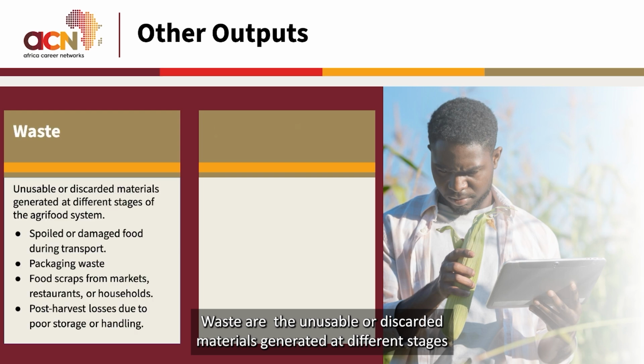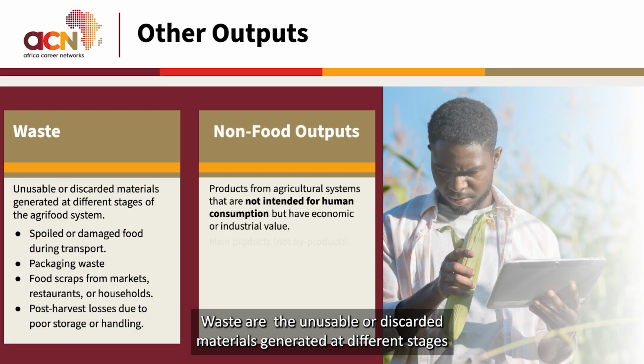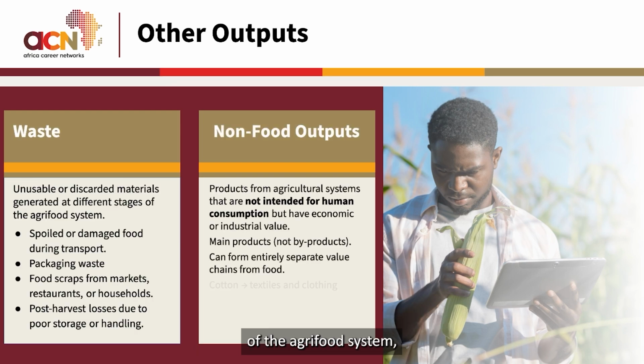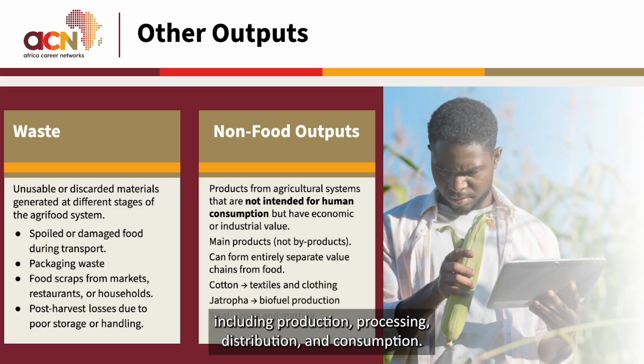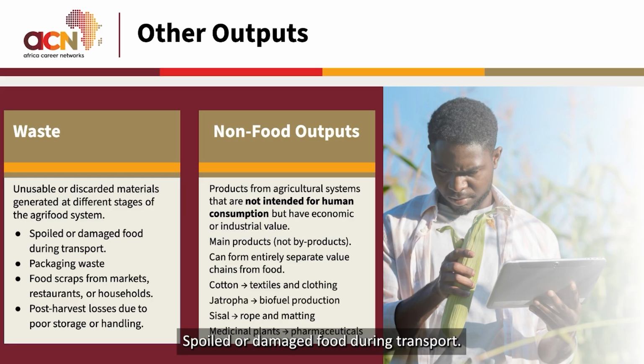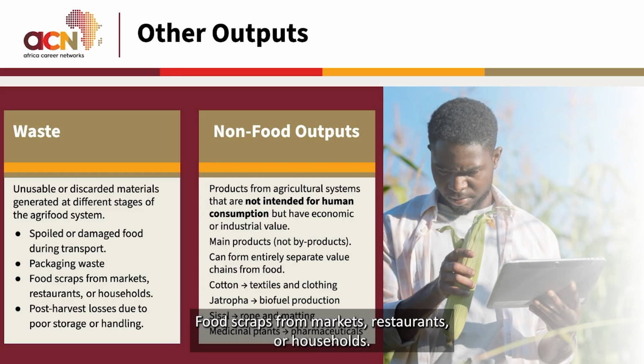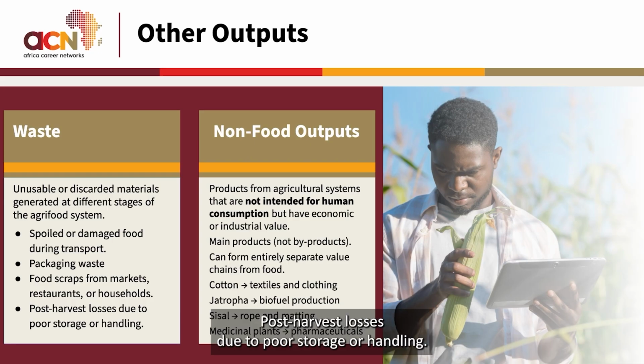Waste are the unusable or discarded materials generated at different stages of the agri-food system, including production, processing, distribution, and consumption. Examples include spoiled or damaged food during transport, packaging waste such as plastic wrappers and containers, food scraps from markets, restaurants, or households, and post-harvest losses due to poor storage or handling.